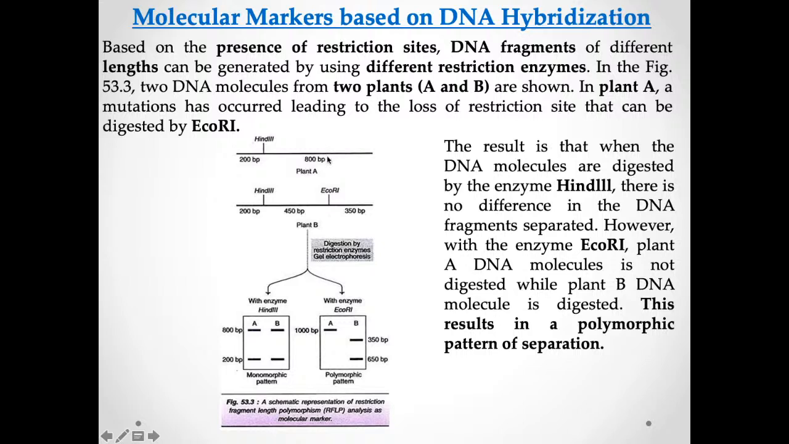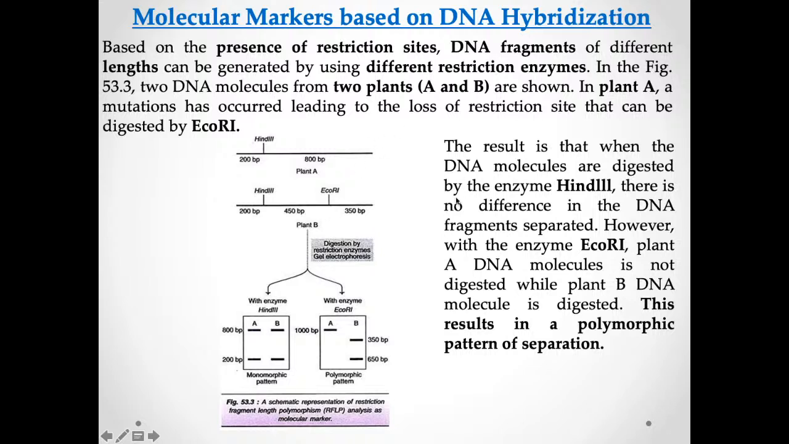It's not present anymore. Because of that, it is not present. It tends to be mutated, and EcoRI cannot cut here. In plant B, the EcoRI site is present and it can cut there.